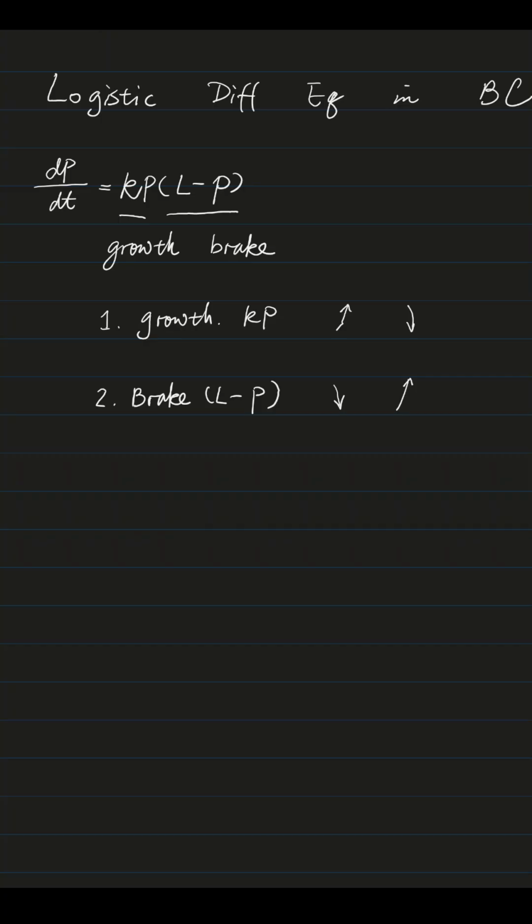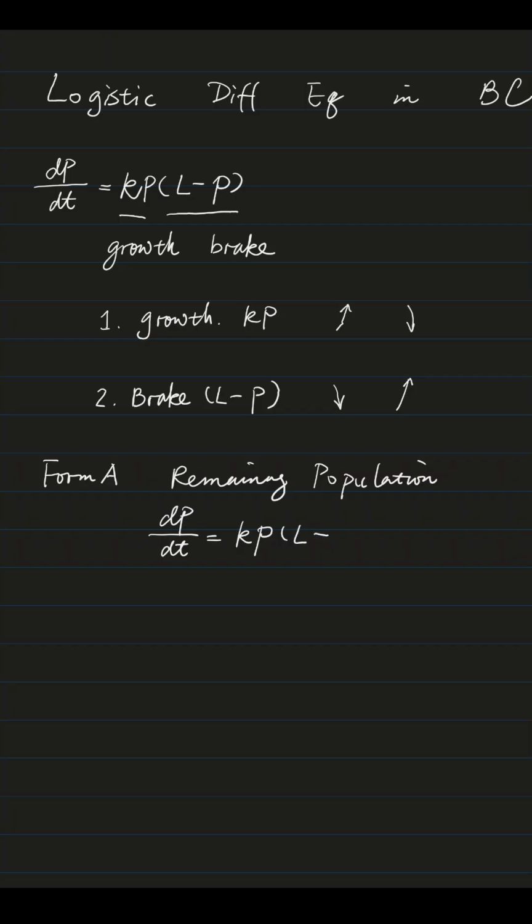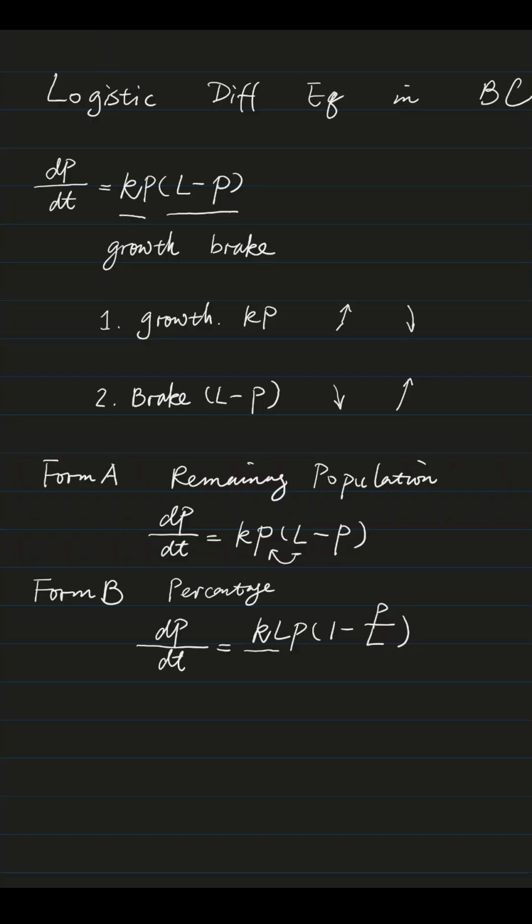In AP Calculus BC, you will see the logistic differential equation written in two different ways. Form A is the remaining population form: the population change with respect to time equals a constant multiplied by the population and the remaining population. We would also see another form if we factor L out of the parentheses. We get dP/dt equals kLP times (1 minus P/L). This is the percentage form, and kL here would be considered a new constant, r.